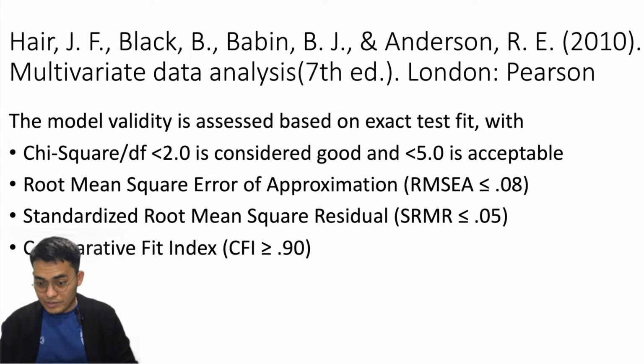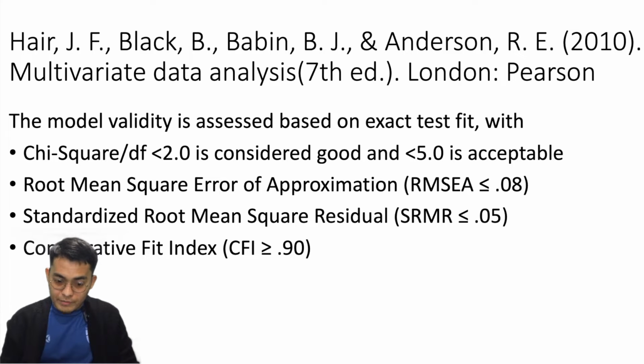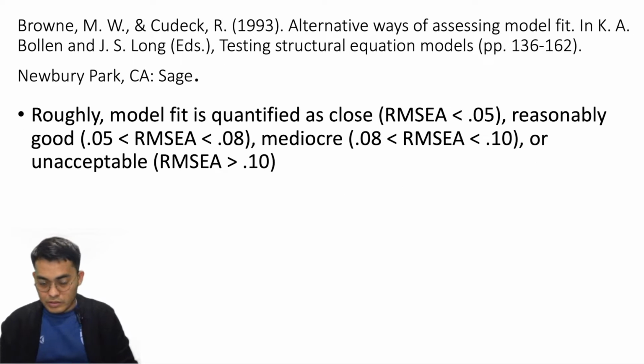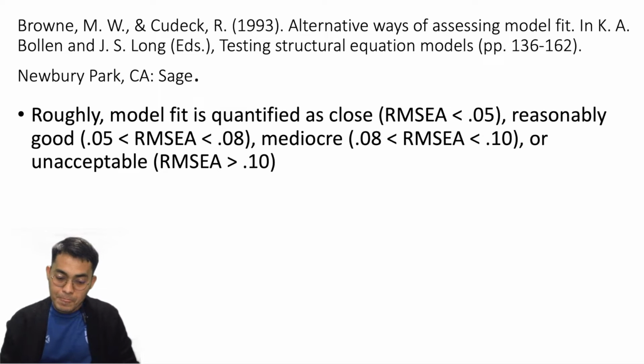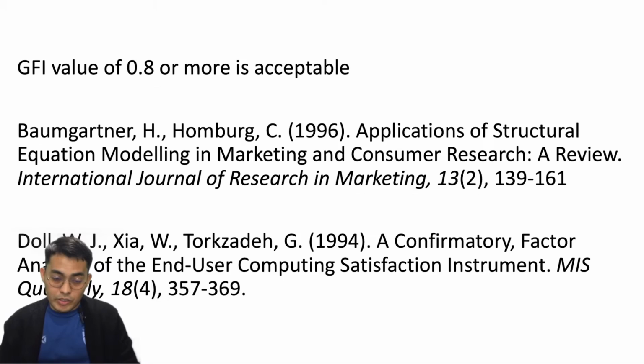For RMSEA, 0.08 is actually the rule of thumb. CFI is more than 0.9. Based on Brown's, they said RMSEA less than 0.05 is close model fit, between 0.05 and 0.08 is reasonably good, and between 0.08 and less than 0.10 is mediocre but acceptable, and it is unacceptable if RMSEA is more than 0.10. There's also another literature that says 0.8 is also acceptable. So again, it depends on which literature you want to use.